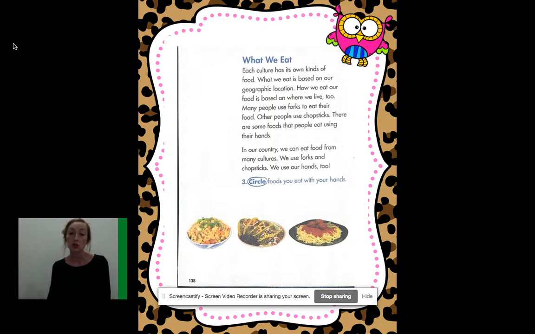So it says circle foods you would eat with your hands. So it's got 3 different options down below, and I want you to circle the foods that you do eat with your hands sometimes.